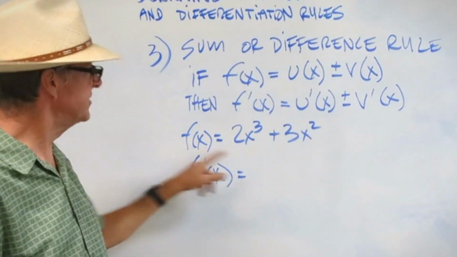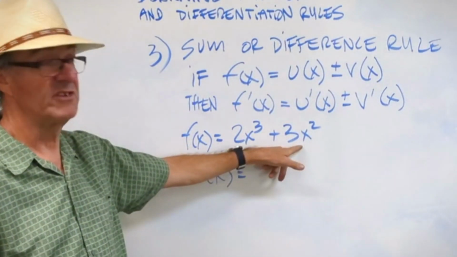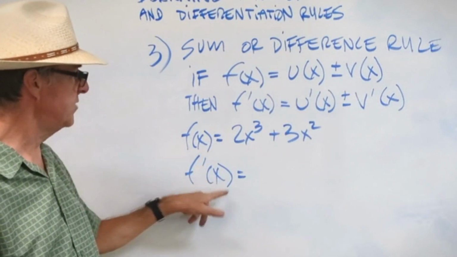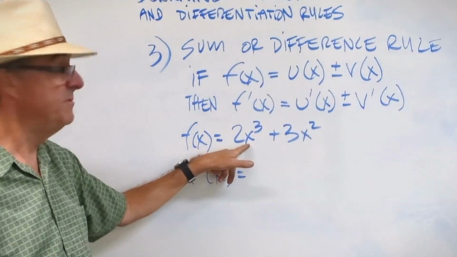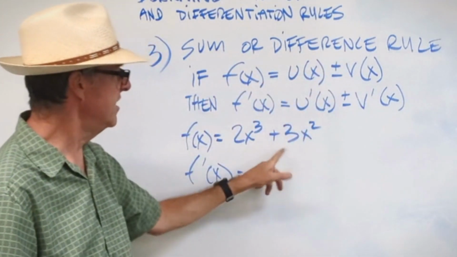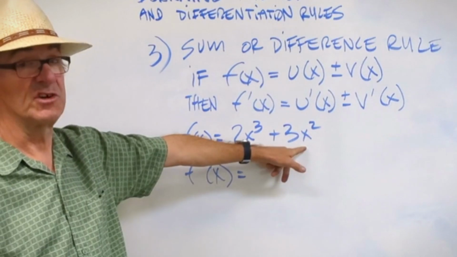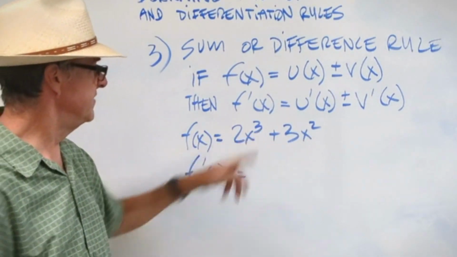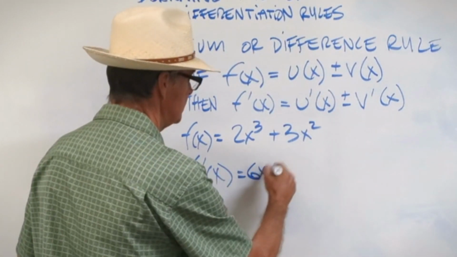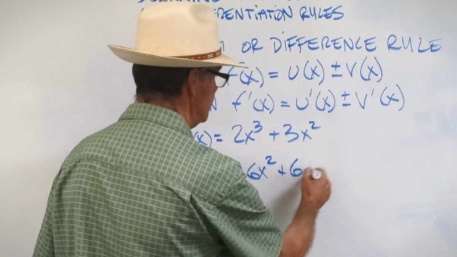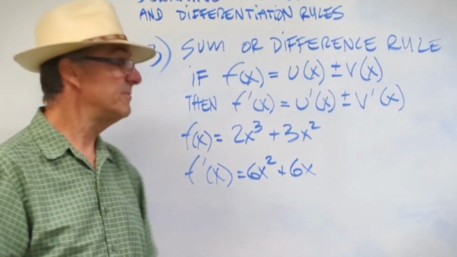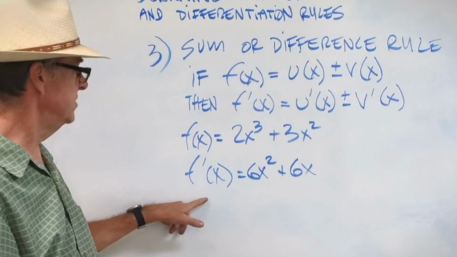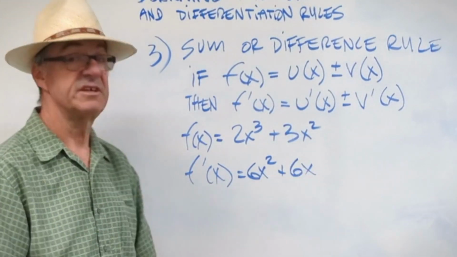Here we are, f of x, here's our u of x and our v of x. So all we do to find the derivative function for f of x, f prime of x, we just take the derivative of this term, and since it's plus, we're going to do the plus part there, and add it to the derivative of that term. Now those two things you can do using the power rule. So watch that. This becomes 6x squared plus 6x. Okay? So pretty simple. I just did the power rule to that one and the power rule to that one. So my derivative function for f of x is 6x squared plus 6x.